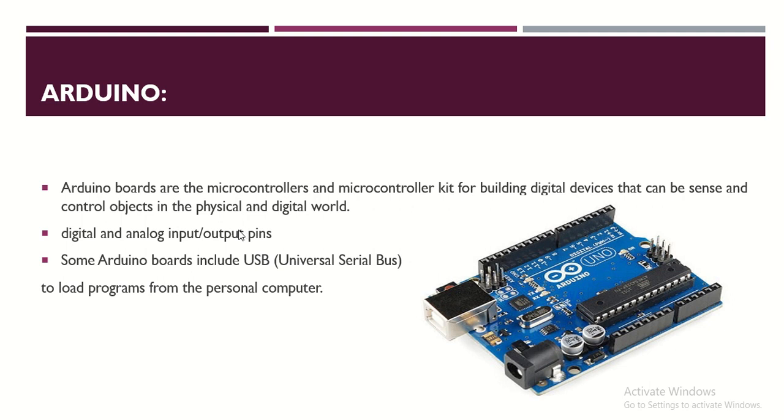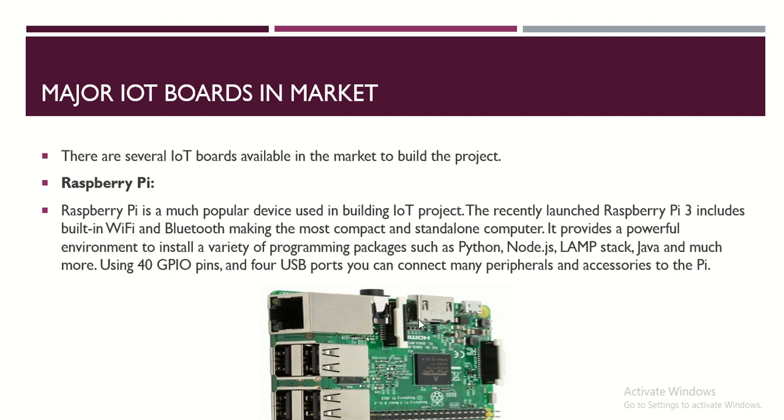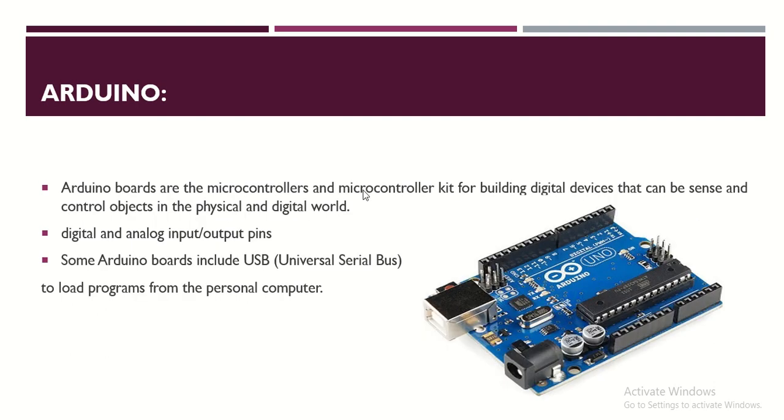Arduino is most famous and very cost effective, with an approximate cost of 300 to 500. They are basically microcontrollers, including microprocessors and a microcontroller kit for building digital devices. Most of the college students who study IoT use the Arduino for their project development, for building devices that can sense and control objects in the physical and digital world. It has digital and analog input and output pins, and the Arduino boards include USB to load programs from the personal computer.